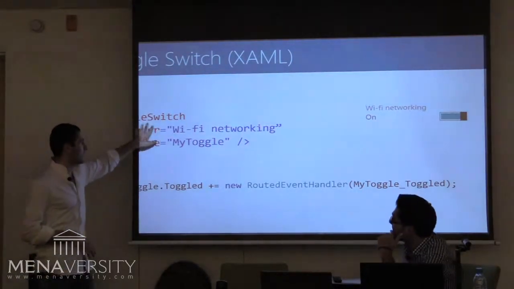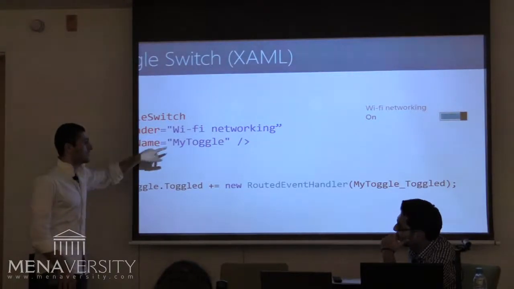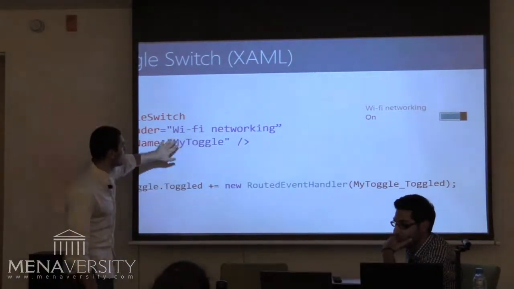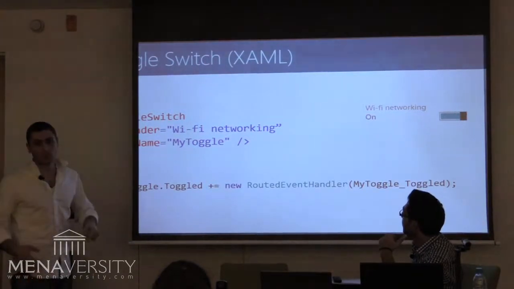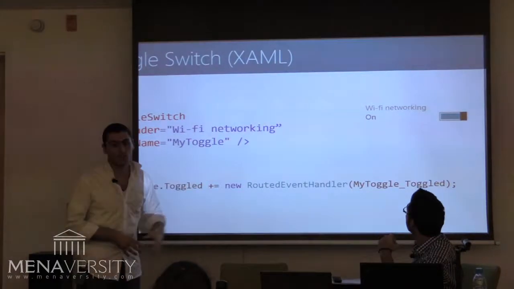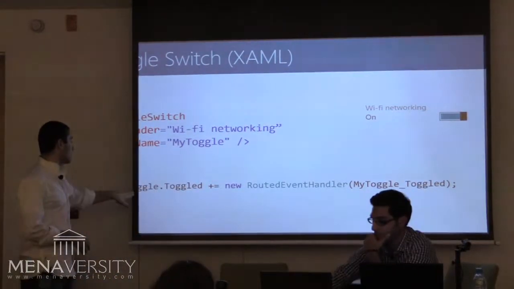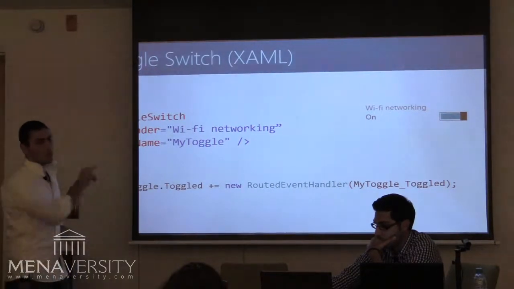You can just write it over here and define the header for it. What it says above is Wi-Fi networking, and create a name for it called myToggle so you can access it within your C# code. Or you can just drag and drop the control inside your view. Okay, here we have the C# code where you can assign what to do whenever the toggle switch is triggered.